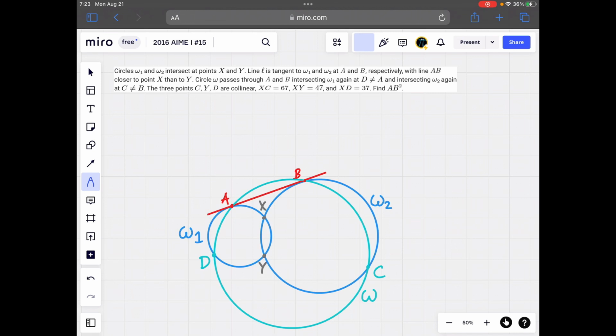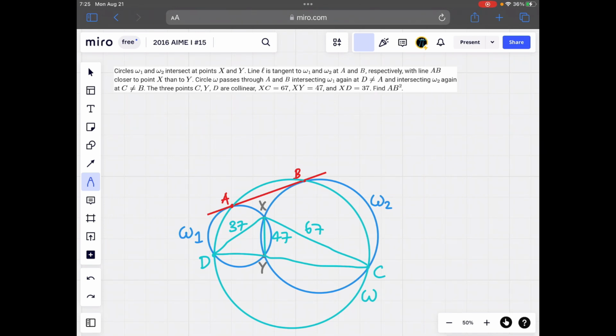Now we also have circle omega, which passes through A and B, but it also intersects circle omega 1 at a different point D, and intersects omega 2 at a different point C. And the question is asking, if this figure is constructed in such a way that C, Y, and D are collinear, meaning they lie on the same line, and XC equals 67, XY equals 47, and XD equals 37, then we have to find AB squared.